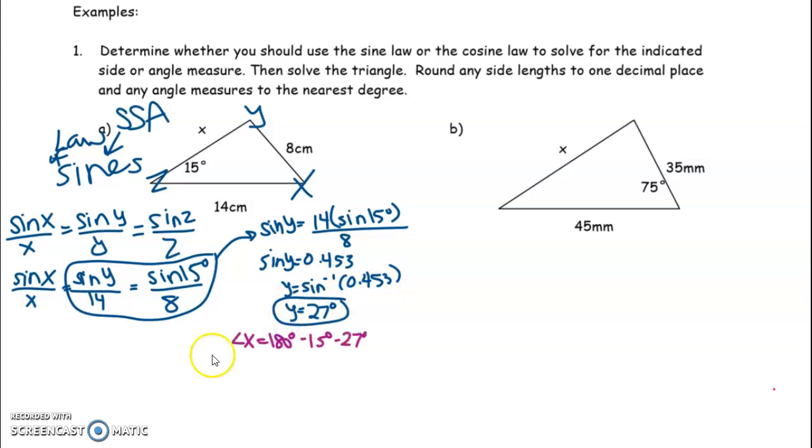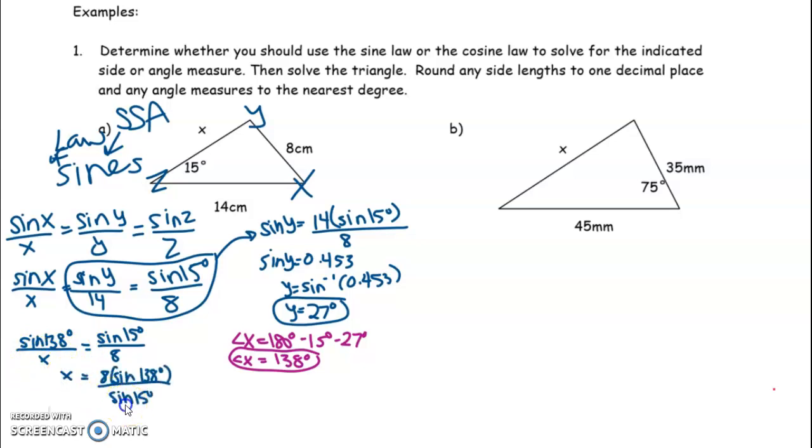From there, it's as easy as using the sum of interior angles theorem to solve for angle x. So we get an angle x of 138 degrees. Then we can apply this angle x into our sine law equation, and that would tell us that we only have one variable to solve for, so we can solve for that variable, and we get an x value of 20.7 centimeters.